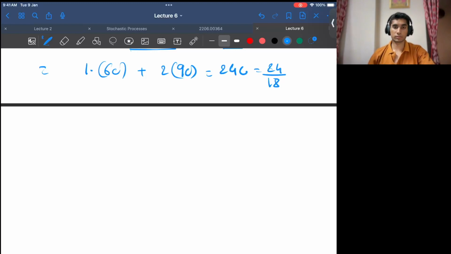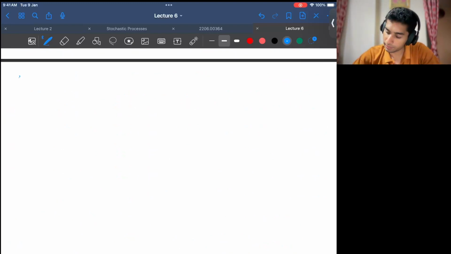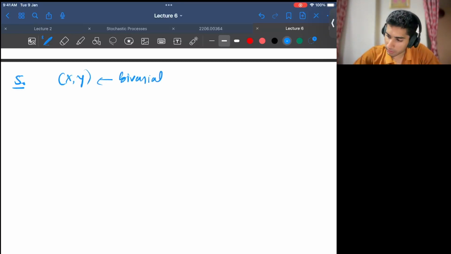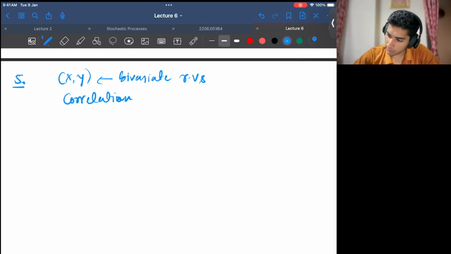Okay, moving on. Let us look at another question. This is the fifth question. You are given that x comma y are bivariate random variables, and it is given to you that their correlation function is given by rho of x comma y.